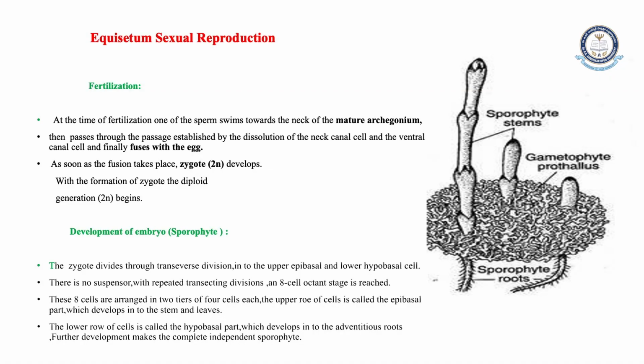After completion of the androcytes, fertilization takes place. After the entire development, when the androcytes come outside the antheridium structure, they swim into the archegonium. They rupture the ventral canal cells and neck canal cells, which become a passage. Then the androcyte fertilizes the egg cell to form a diploid zygote, which is the first cell of the next sporophyte generation.